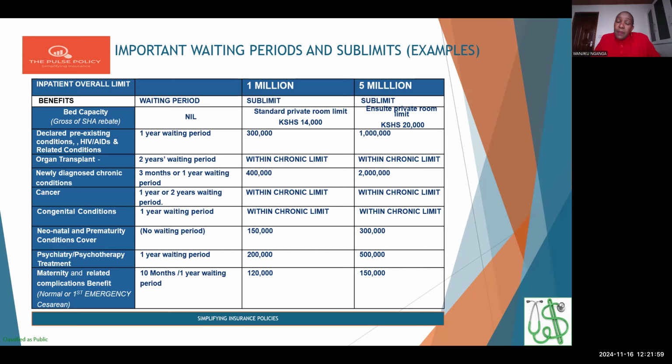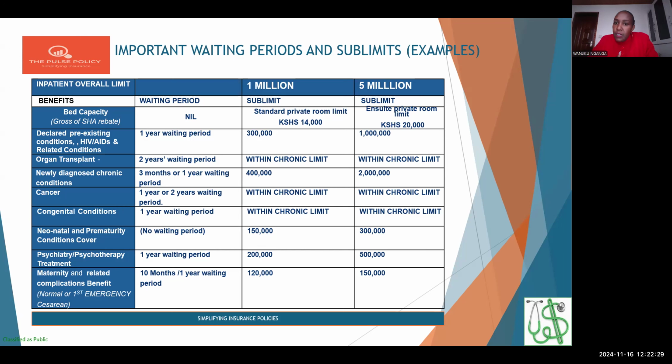Sometimes you're going to get 6 months, but in most cases, and I just put an example there, you're going to get a 1 year waiting period, meaning that for those conditions, you're going to benefit in the second year of the policy. At the same time, they're also going to be subjected to sublimits. As I mentioned earlier, you cannot spend a whole 1 million cover on one condition. So for example, I put there, a person with a cover of 1 million can be given a sublimit of 300,000. A person with a 5 million cover can be given a sublimit of 1 million.